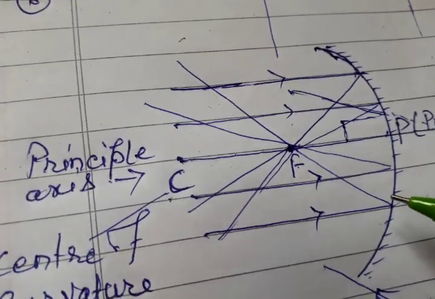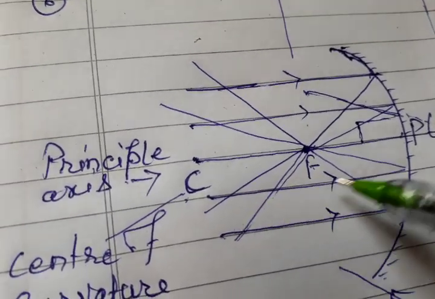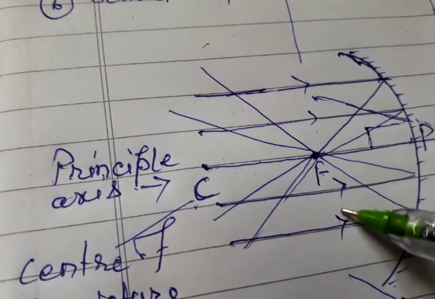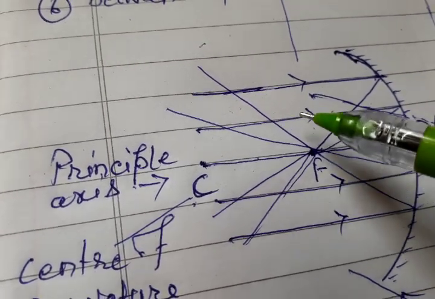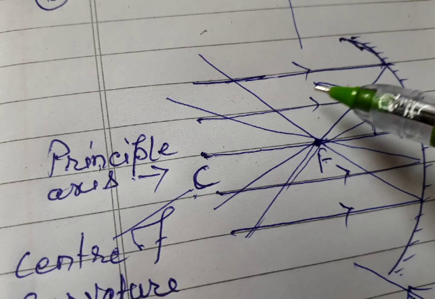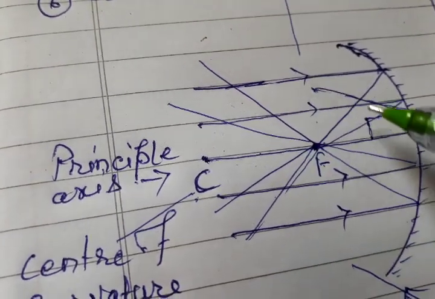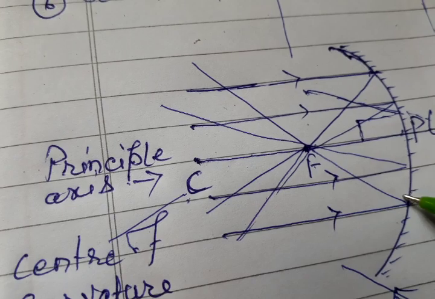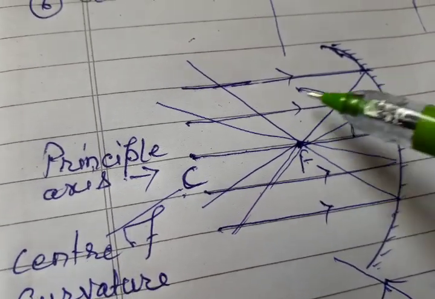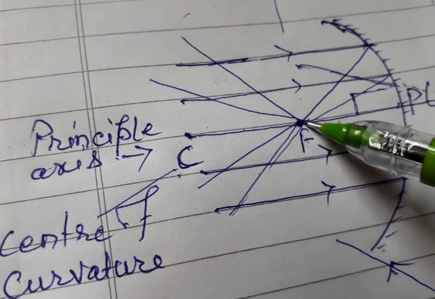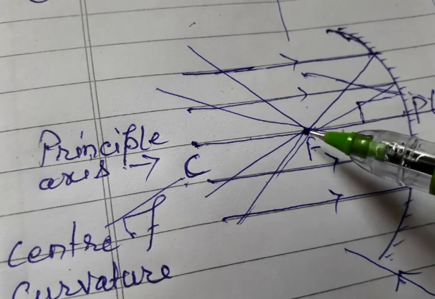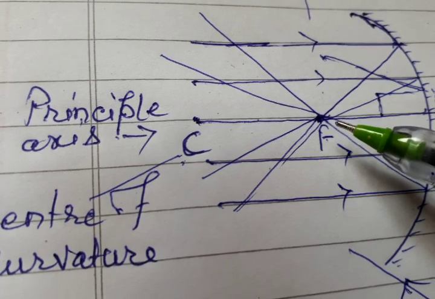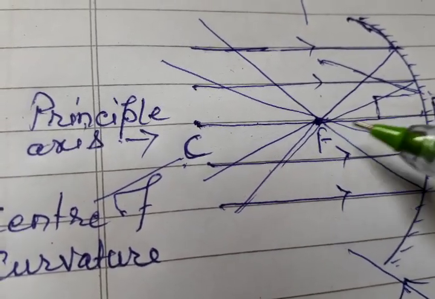Here I have given an arrow. The arrow shows in which direction the ray is going. You have to give the arrow here also. All of these are the incident rays and all of these are the reflected rays. All the reflected rays meet at a common point, and that common point is the principal focus or focus. In this way the image is formed in the concave mirror, and this is the front part of the mirror.